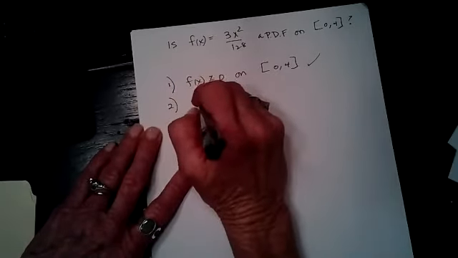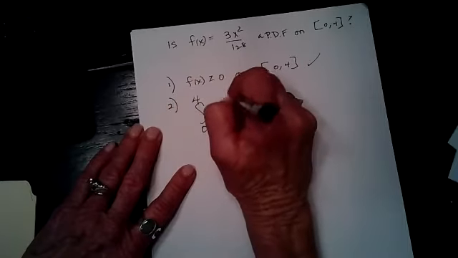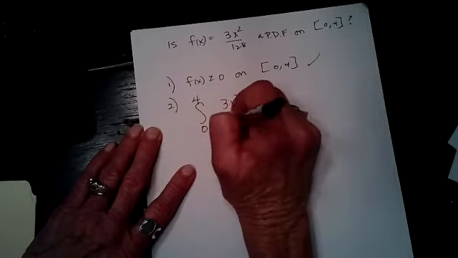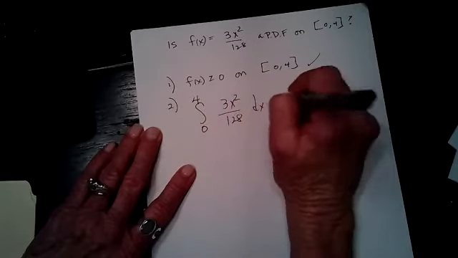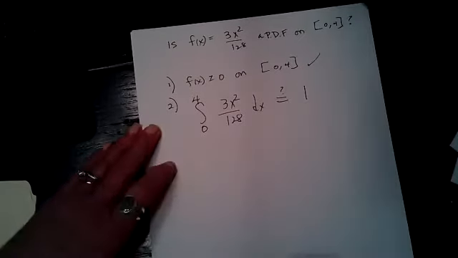So now we'd have to check condition 2. What's the integral from 0 to 4 of 3x squared over 128 dx? If it's equal to 1, then yes, it is, but we don't know. So let's go check that.